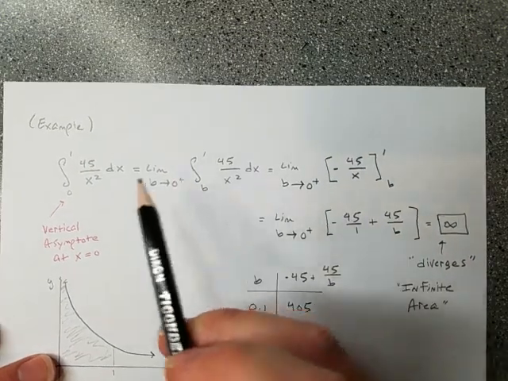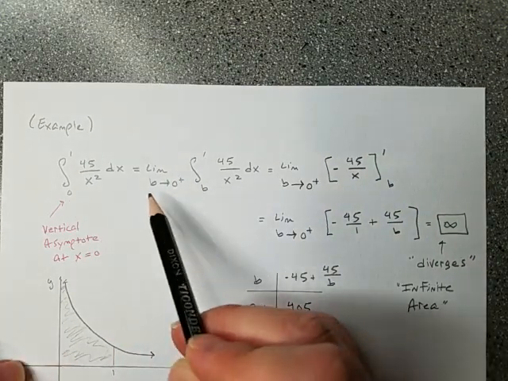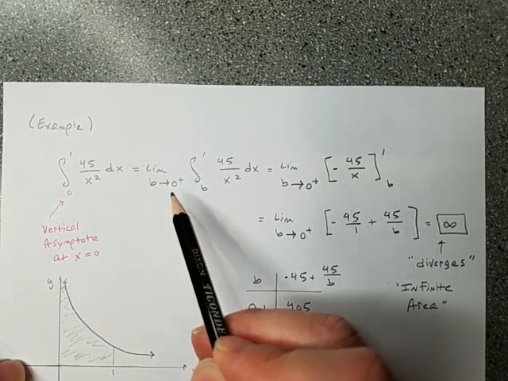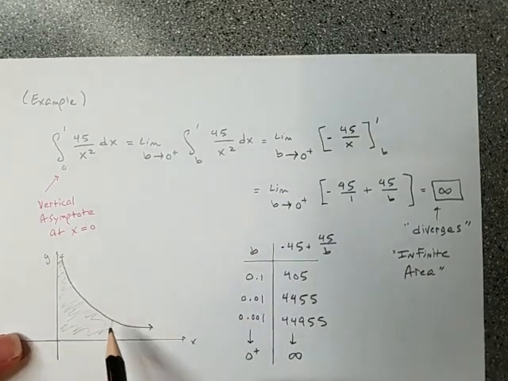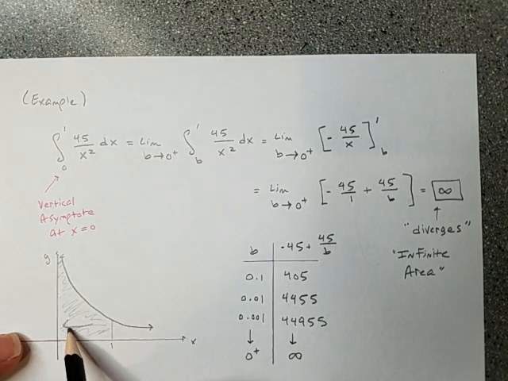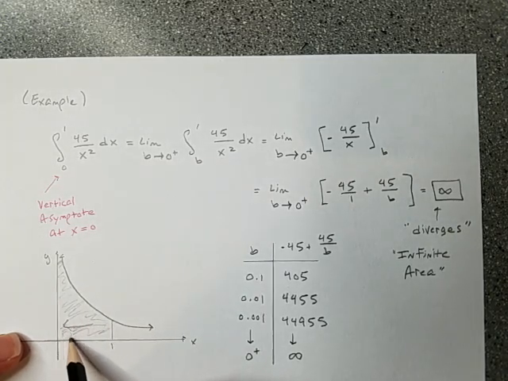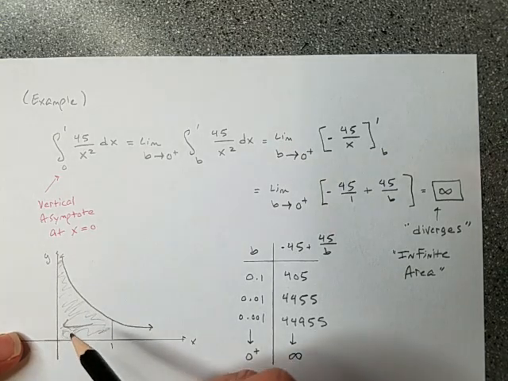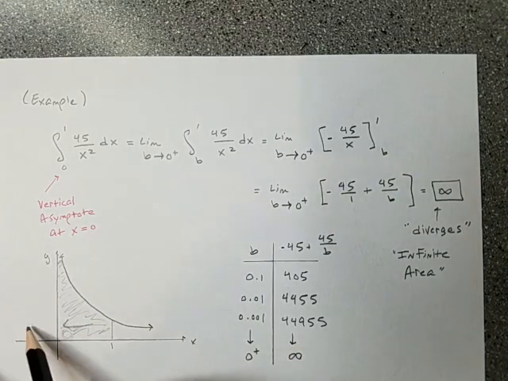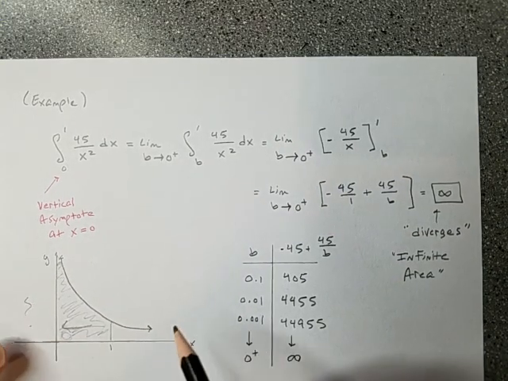So let's put b instead of 0. We'll push b to 0 from the right. And that will be like measuring over to there, or measuring the space. We can't use 0, so we'll just get really, really close to it. We'll be on the right-hand side of it. There's nothing on the left-hand side of 0. We're just not over there.